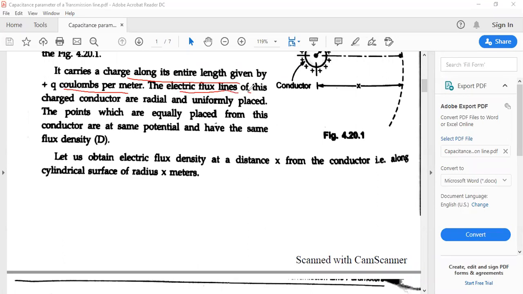The electric flux lines of this charged conductor are radial and uniformly placed. So the points which are equally placed from the conductor are at the same potential and have the same flux density. Let us obtain the electric flux density at a distance x from the conductor, that is, along the cylindrical surface of radius x meters.